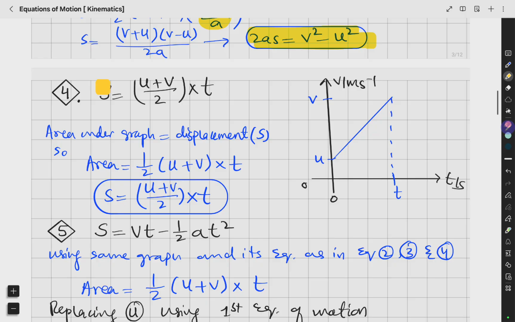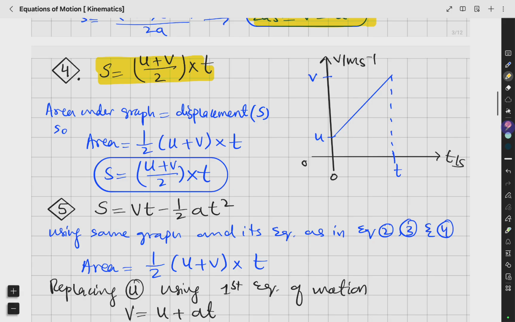Okay, equation number 4, which is s equals (u plus v) over 2 into t. This is one of the simpler equations. Again, if we consider the same thing, the object is moving with initial velocity u at time 0. After time t, it is uniformly accelerated and gains the velocity v. So we know that the area under the graph is displacement. So area is half (u plus v) into t. So s is (u plus v) over 2 into t. That is actually our fourth equation of motion, so we don't have to do anything else.